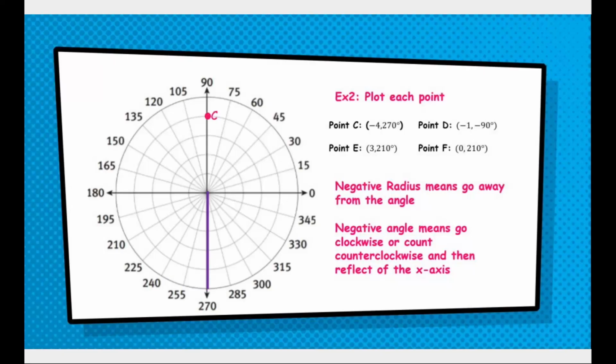Same thing with negative 90. I'm going to end up on that same line right here. And since my radius is negative, I'm not going to go towards negative 90. I'm going to go away from it, having point D be right here. Point E is going to be at 210 degrees.